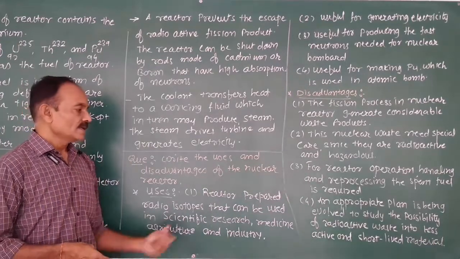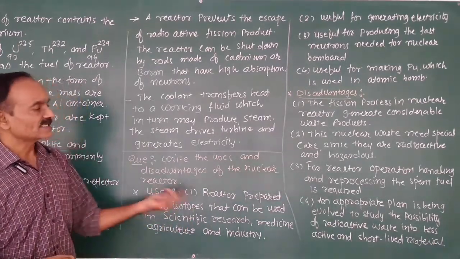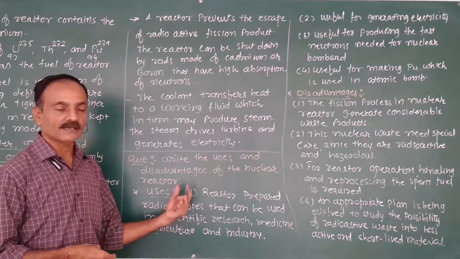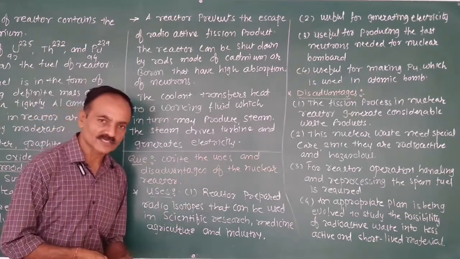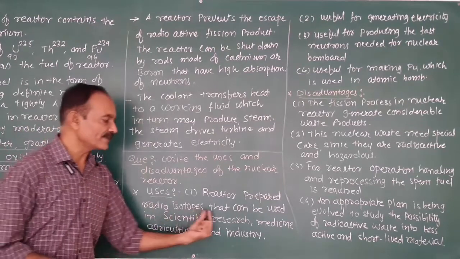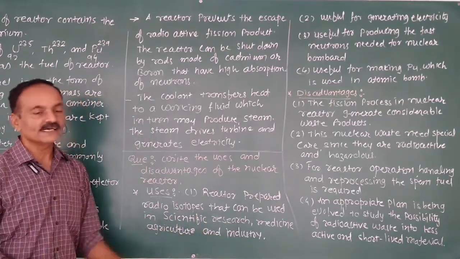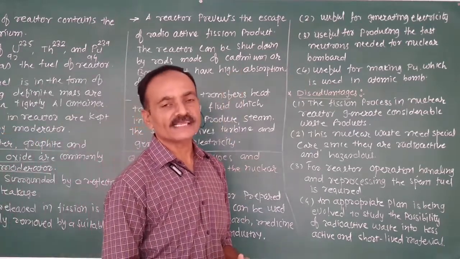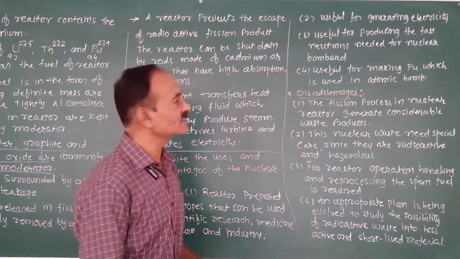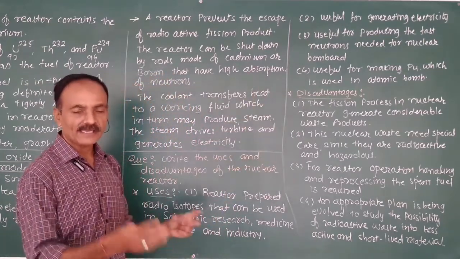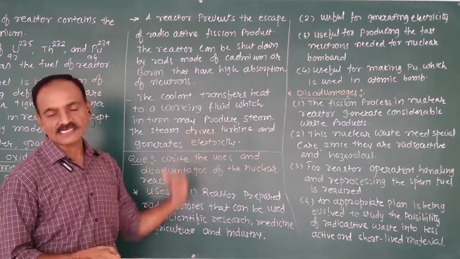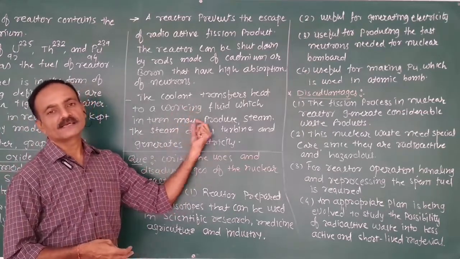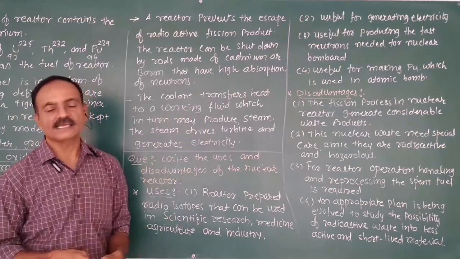Right? So the fission products produced as nuclear waste during the nuclear fission process are used in scientific research, medicine, agriculture and also industry. Second, it is useful for generating electricity. We can produce electricity by the nuclear reactor because a very large amount of heat is produced. This heat is transferred by the coolant, the coolant drives the turbine, and as a result electricity is produced.